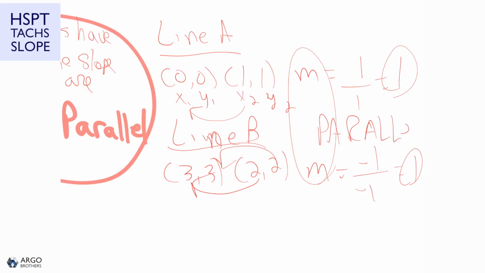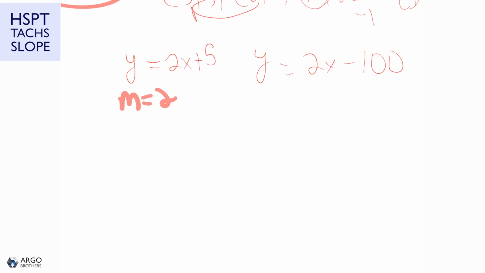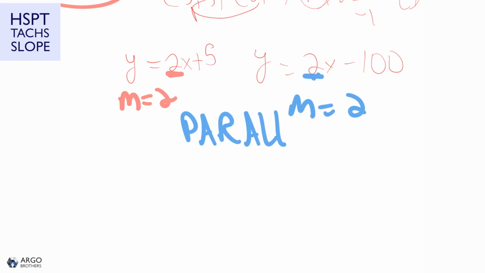And then you can also test if lines are parallel when you're given the line equations themselves. So let's give ourselves two line equations. y equals 2x plus 5 and y equals 2x minus 100. Well, what's the slope of the first line? The slope here is m equals 2. The slope in the second line is m equals 2. So yes, they are parallel. So that's how you tell when you're given the equations of the lines. So we talked about parallel lines, which should be pretty straightforward. All you're looking for is the same slopes.